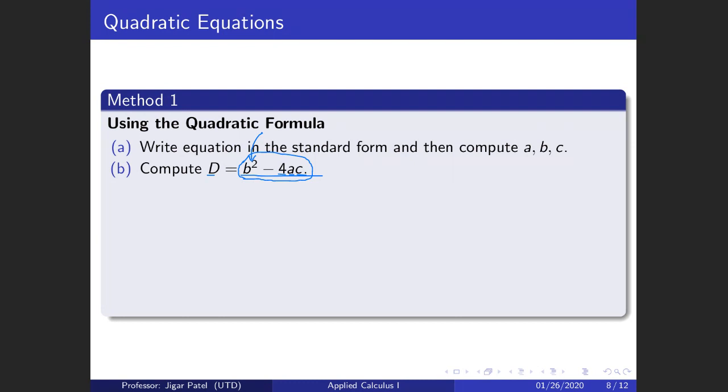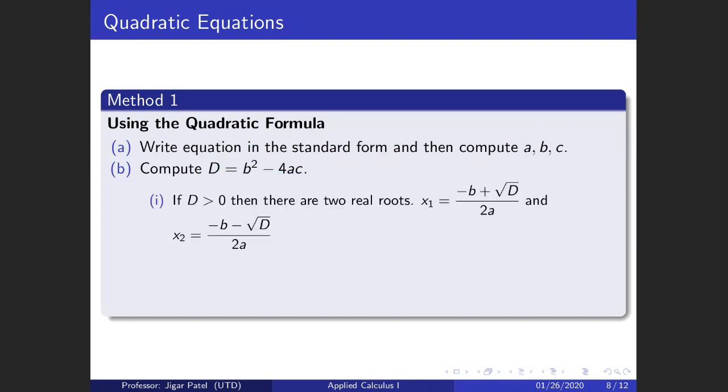I have three options for this number capital D. The first option is if D is positive, then we declare that there are two real solutions, or two real roots, of our quadratic equation. So our quadratic equation has two real roots if D is positive, or b squared minus 4ac is positive. The question is, what are the roots then?